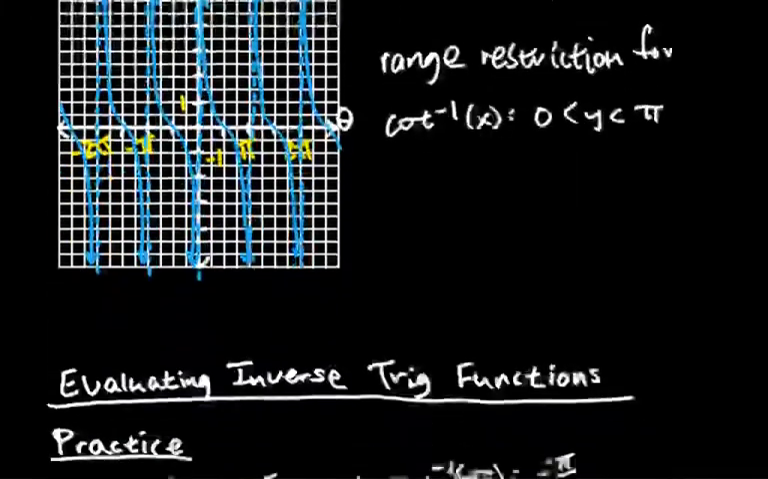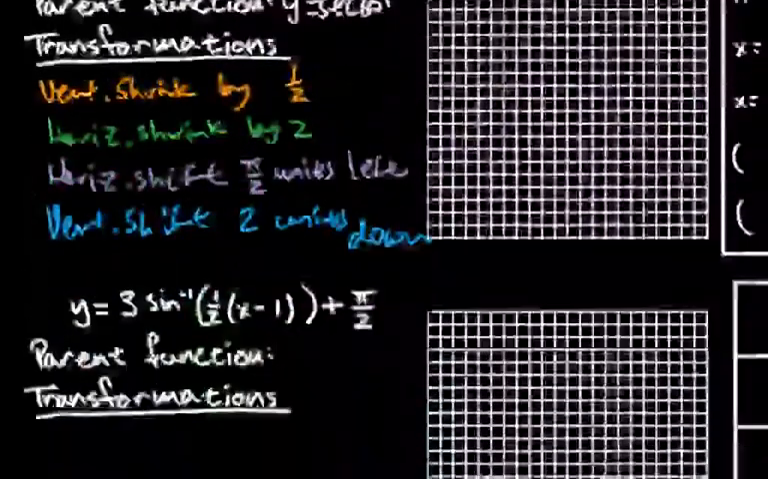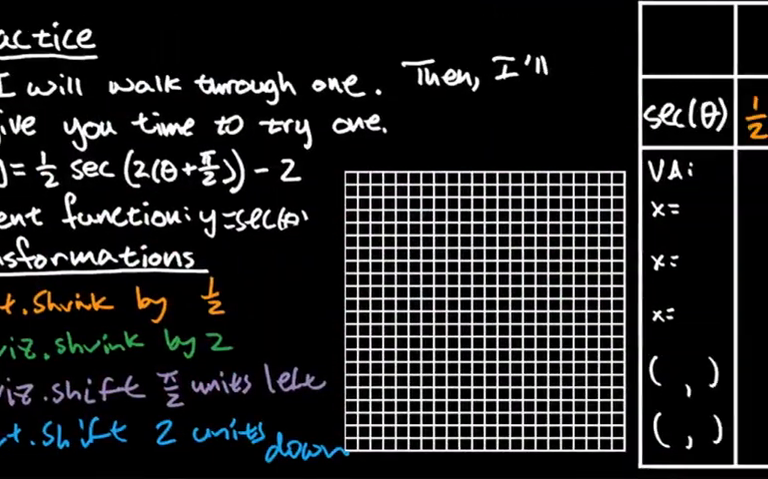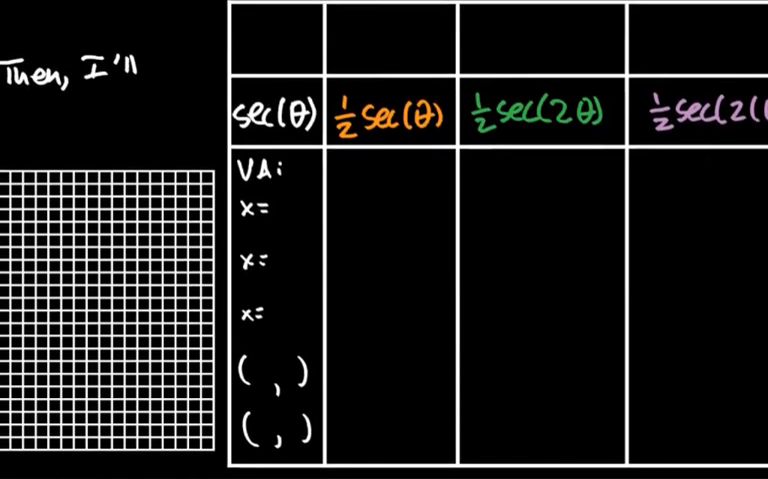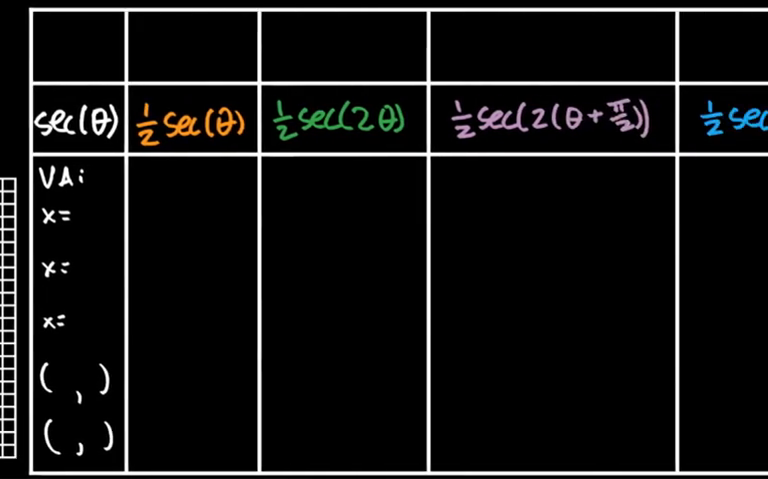So let's go down. The asymptotes are at, let me just center this better, negative pi over 2, pi over 2, and 3 pi over 2. And then the points are going to be at (0, 1) and (pi, -1). Okay, so this is the parent graph.